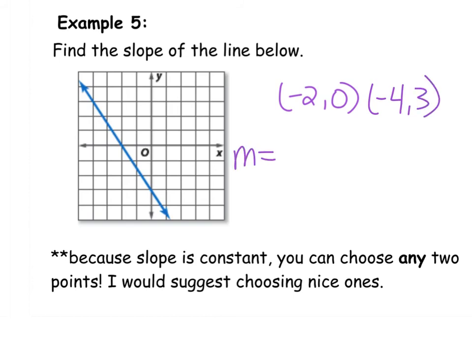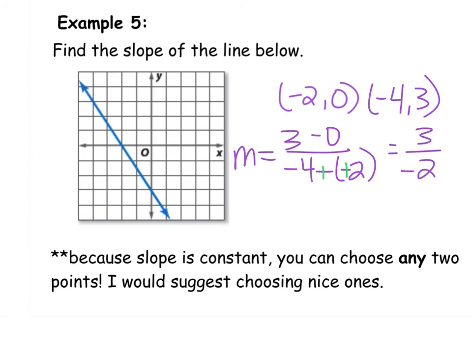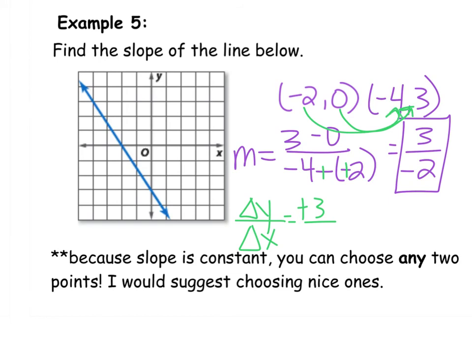Formula, y2, which is 3, minus y1, which is 0, over x2, -4, minus x1, which is a -2. So I'm adding a negative. Reduce that, 3 minus 0 is 3, and then -4 plus 2 is -2. So my slope is -3/2. Use my other method. How do you get from 0 to 3? You add 3, so your change in y is +3. How do you get from -2 to -4? You have to subtract 2. So your slope is negative 3 halves.